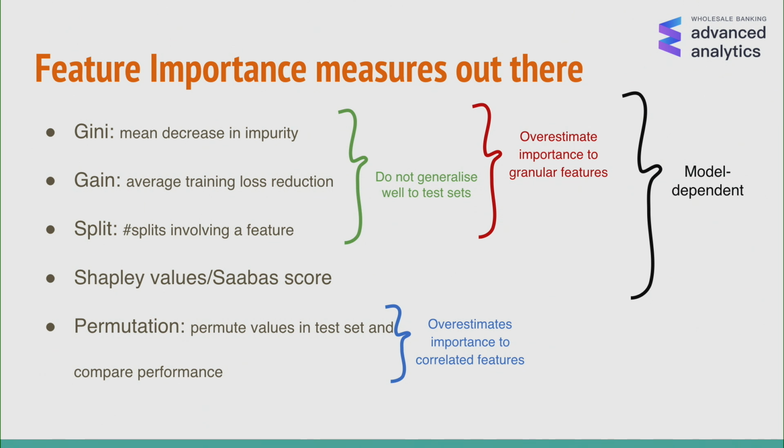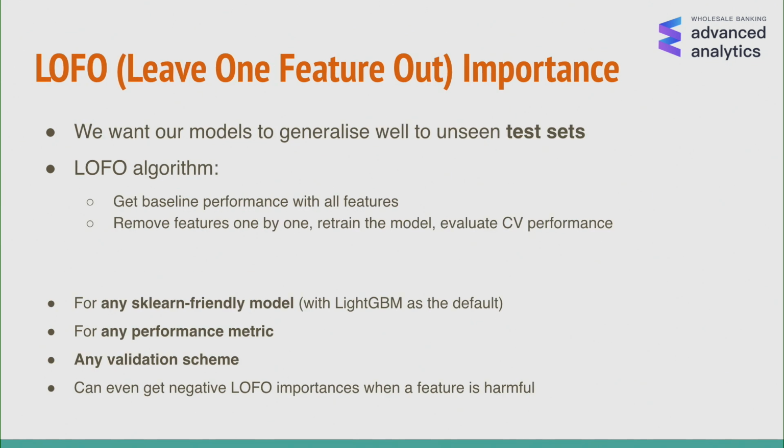There are also the Shapley values, or the SHAP score, which is actually quite similar to what we do, and I'll describe that in a bit. But it's only implemented at the moment for tree models. So all 4 of those are very model dependent. And there's also the permutation importance, which does look at the test set, but it overestimates the importance of correlated features. Enter LOFO importance. So, leave one feature out.